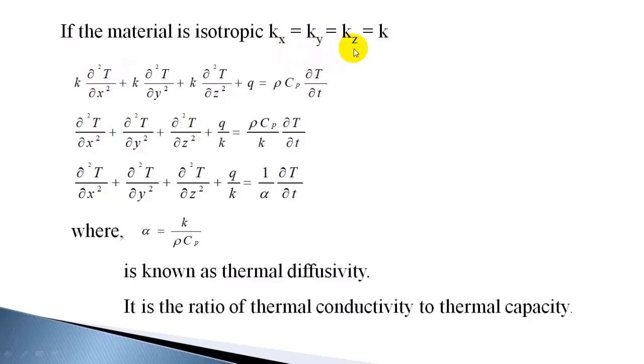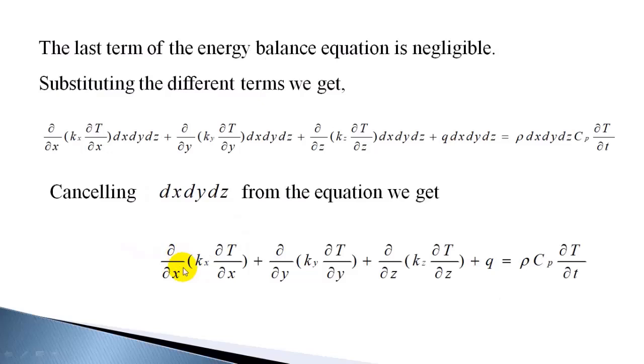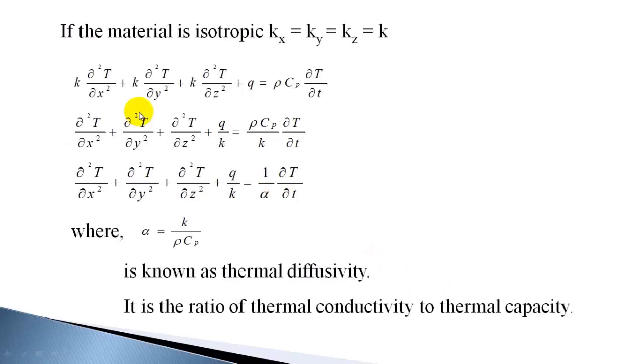If you take it constant, you can take k outside and you get k ∂²T/∂x². Here k ∂²T/∂y² and k ∂²T/∂z². So that is written here.